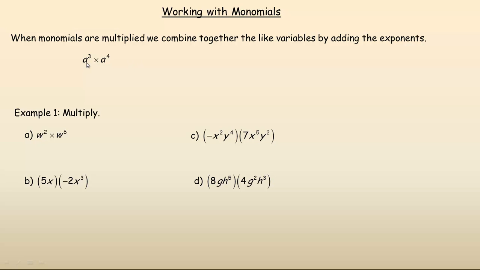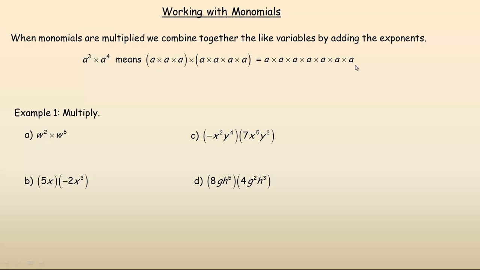If we take a look at this product, a to the power of 3 times a to the power of 4. What a to the power of 3 means is that there are 3 of these a's multiplied. And a to the fourth means that there are 4 of these a's multiplied. A times a times a times a means a to the fourth, so this really is a shorthand for writing this. Notice that altogether, if we were to remove the brackets, there are 1, 2, 3, 4, 5, 6, 7 of these a's multiplied.